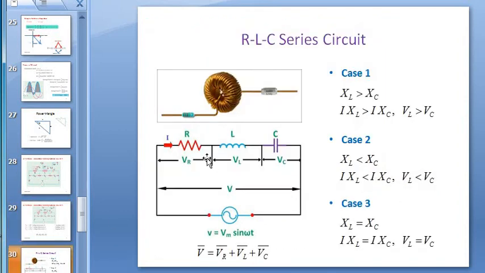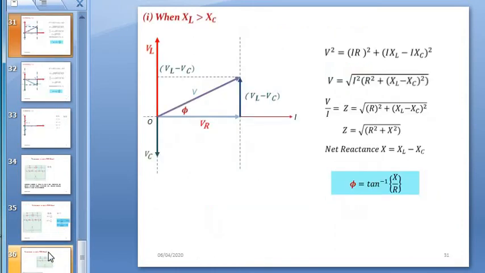There are three possible cases in this RLC series circuit. The first case is XL is greater than XC, when the inductive reactance is greater than capacitive reactance. The second case is XL is less than XC, inductive reactance is less than XC. The third case is both the reactances, inductive reactance and capacitive reactance, are equal. We have to see all the three cases.